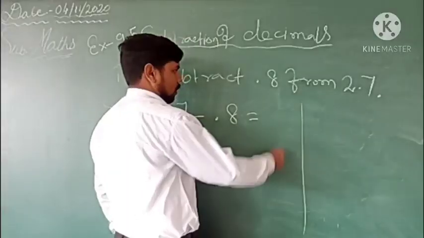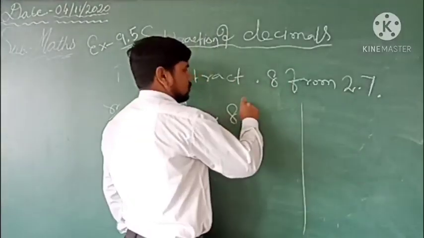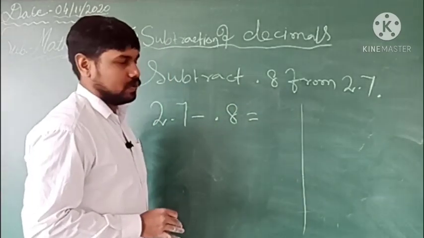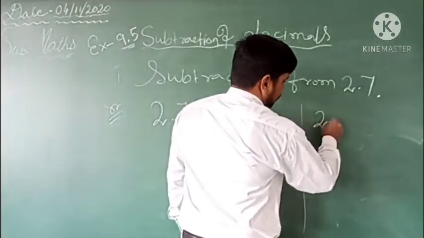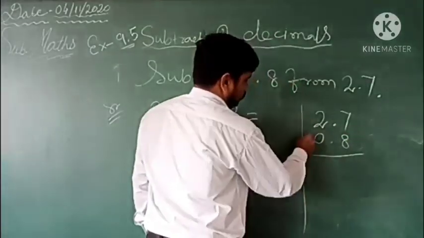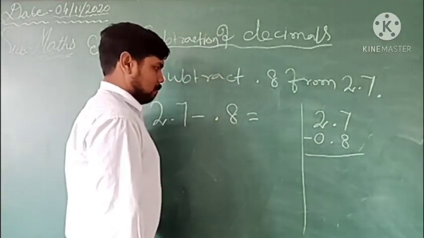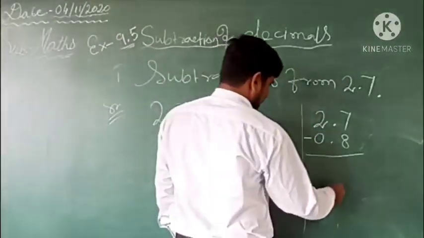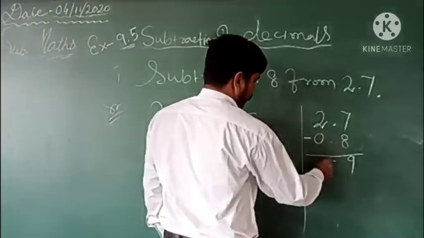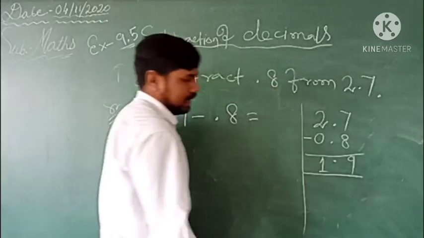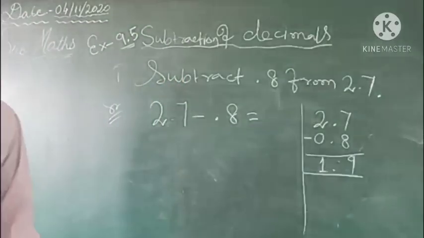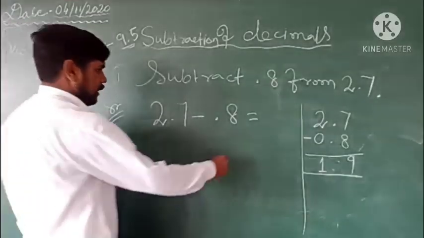So first thing is, here before the decimal there is no number, you can put 0 before the decimal. So 2.7 is there and 0.8 is here. Now you just subtract it. So how much? 8 from 17 is 9, right? Then here this will be 1, show 1. So 1 decimal 9 is coming as the difference. So very simply the answer will be 1 decimal 9.